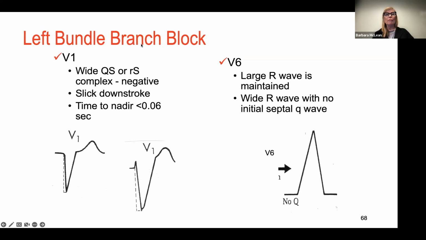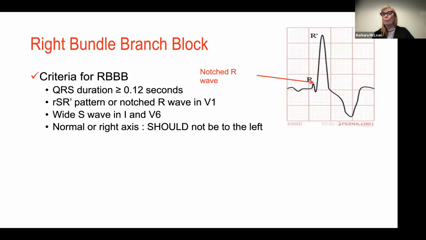So again, just taking a look at V1 versus V6. Remember, V1 is primarily downwards, T wave is upright. V6, the QRS is primarily upwards, but the T wave is in the opposite direction. So that's a really important perspective.